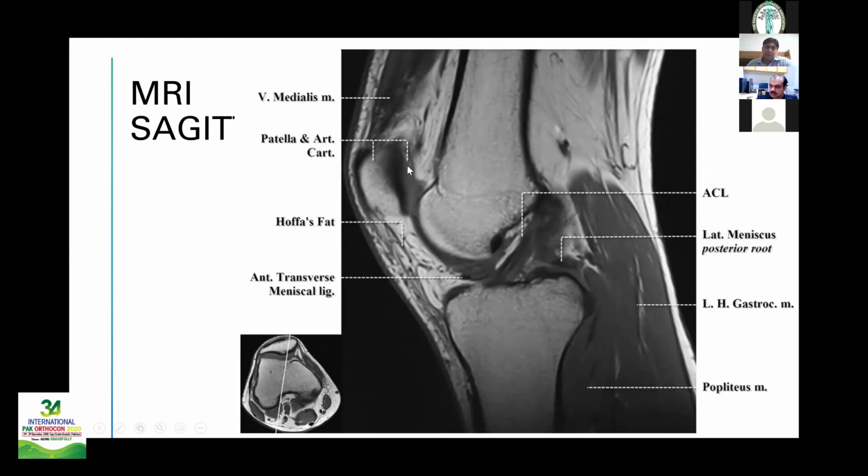And you can appreciate the patellar cartilage again here. This is the distal quadriceps tendon, and here you can appreciate the patellar ligament.